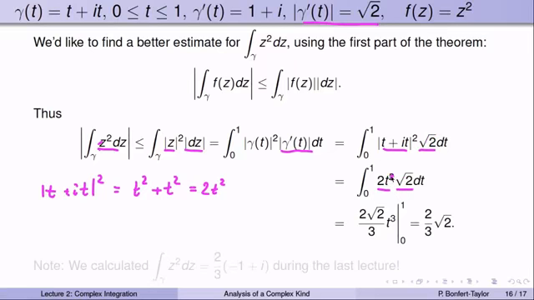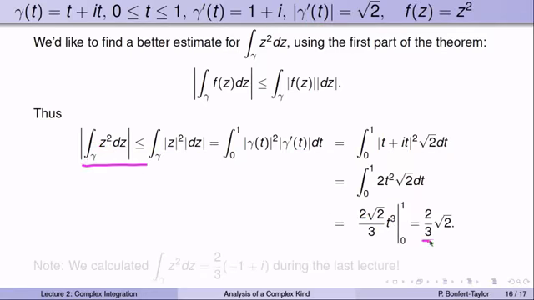We're left with the integral from 0 to 1 of t squared. An antiderivative of t squared is 1/3 t cubed, and that's what you see right here. We evaluate that from 0 to 1. When you plug in 1 for t, you get 2 root 2 over 3. When you plug in 0, the term vanishes, and so the integral has value 2 root 2 over 3. We found that the integral over gamma of z squared dz is bounded above by 2/3 root 2.